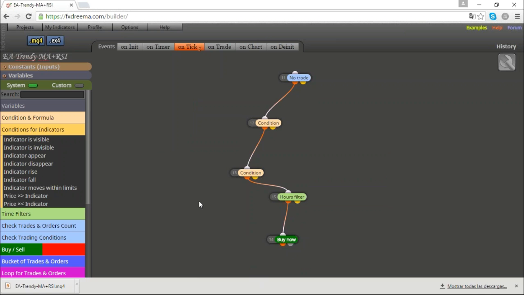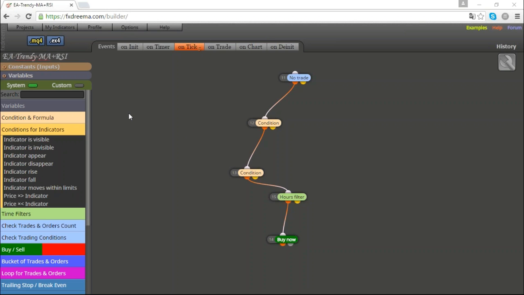And Trevor asks, what are the differences between MQ4 and EX4? Good question, Trevor. MQ4 is the open source code, which means you can read the code. Let's do it actually. This was my super trendy moving average RSI bot, which I did just now in the lecture, which makes no money, guys. I mean, don't trade that.